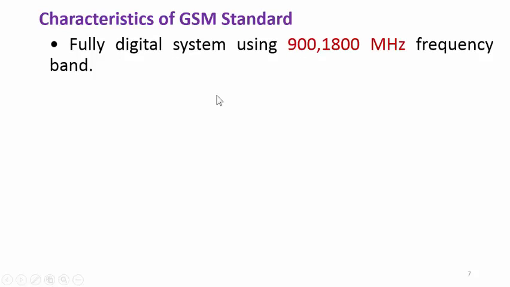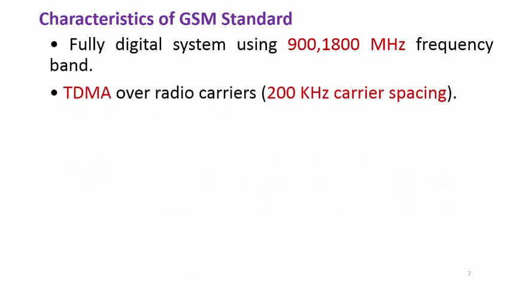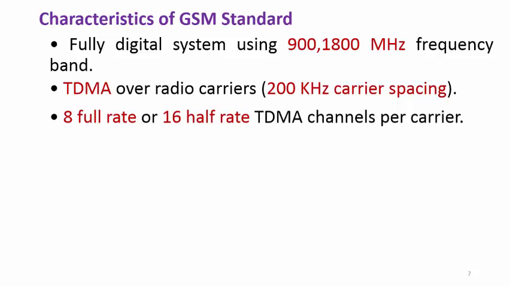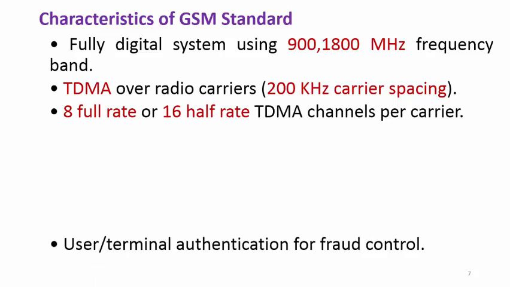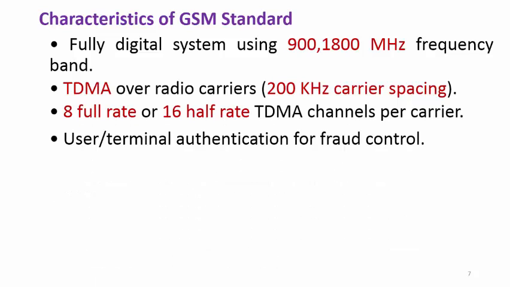Now we will see some characteristics of the GSM standard. This GSM network or GSM standard is a fully digital system which works on single and dual band, that is 900 and 1800 megahertz frequency. It utilizes time division multiplexing over radio carriers with a carrier spacing of 200 kilohertz. It consists of 8 full rate or 16 half rate TDMA channels per carrier.